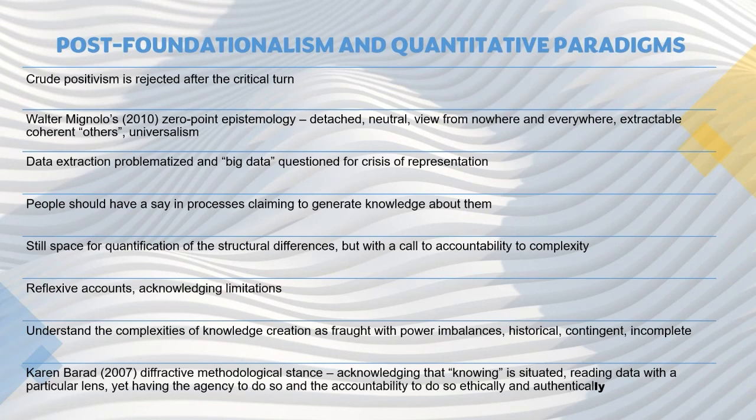Walter Mignolo, if you're familiar with his work from Decoloniality, spoke of crude positivism as a zero-point epistemology. He said it is too detached, too neutral, too much a view from nowhere and everywhere, and it's all about extracting coherent others and a universalism that's part of that generalization.